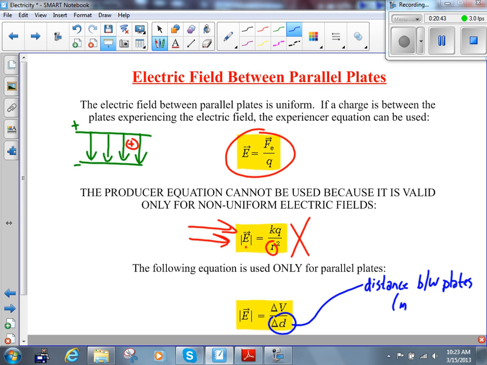And it's going to be measured in meters. We don't care if there's a charge in between the plates. If there is, we don't care where it is. D is not the distance from the charge to one of the plates or to the other plate, or the distance that it moves. D is quite simply every time the distance from the top plate to the bottom plate, or the left plate to the right plate, regardless of where the charge is, even if there is a charge there.